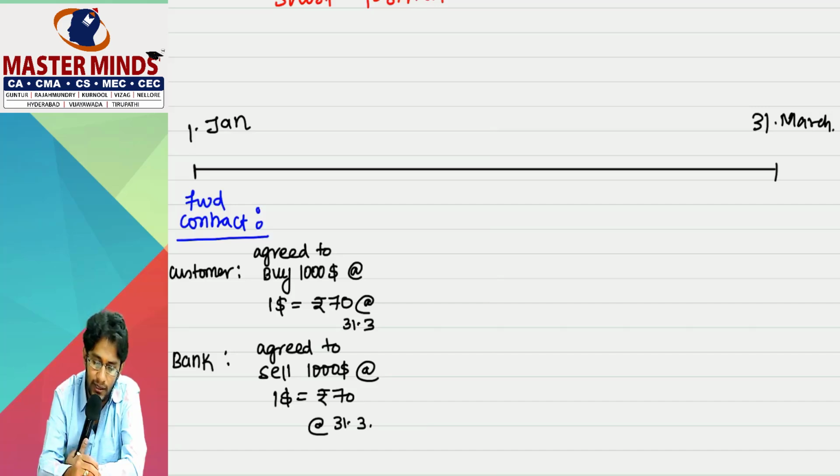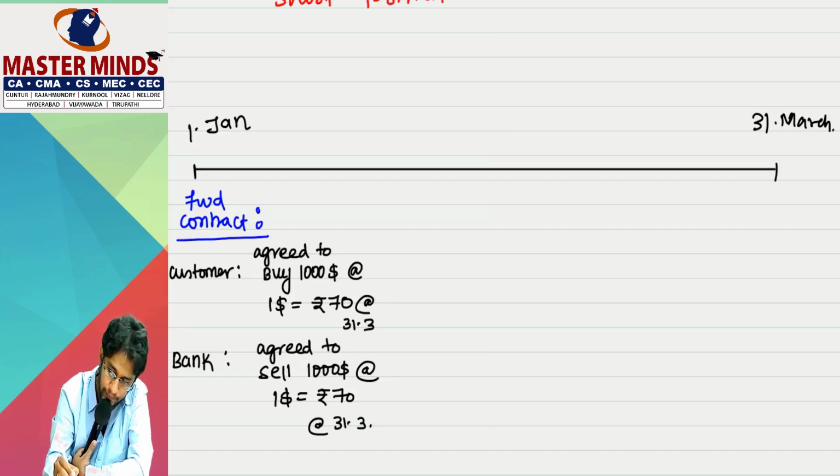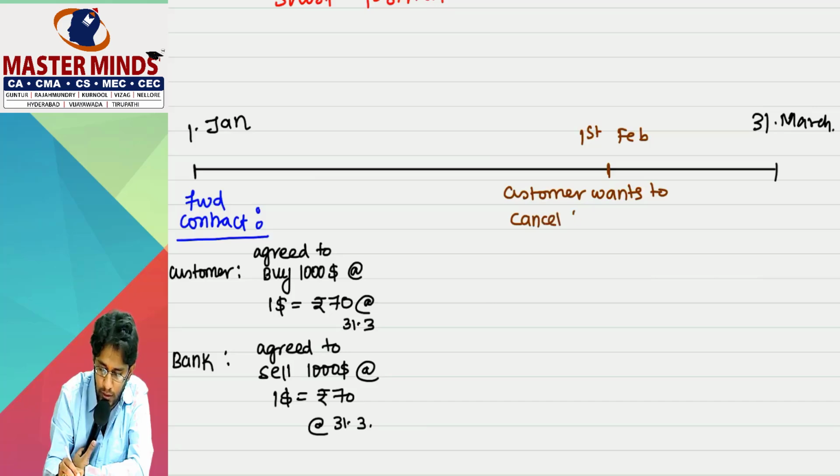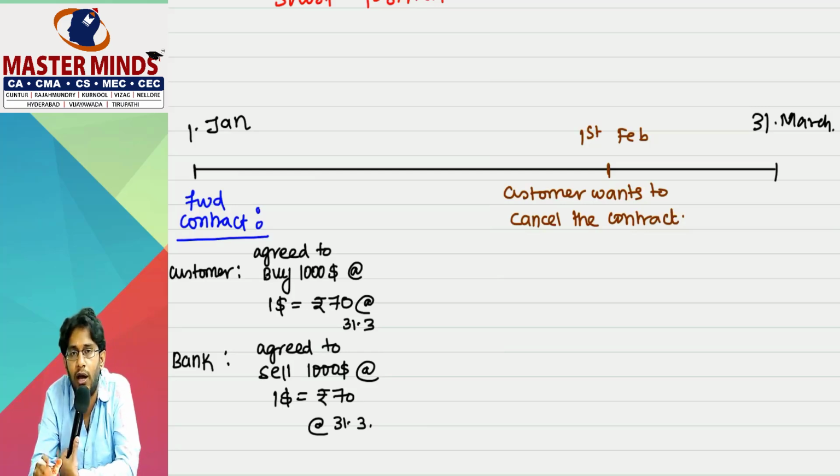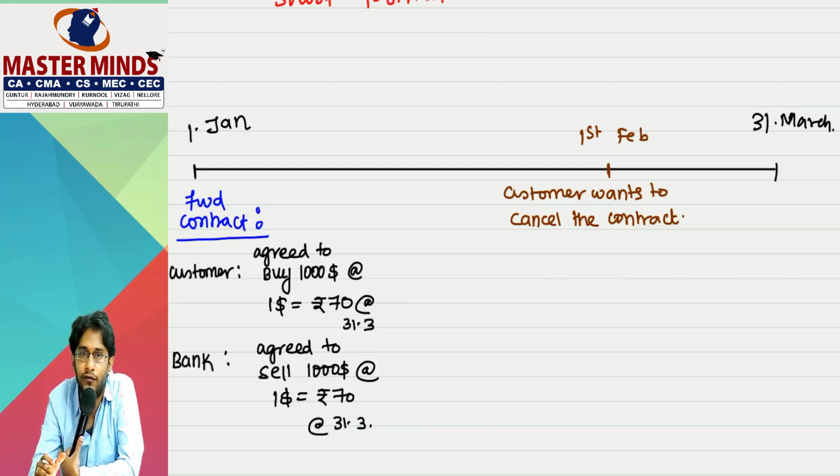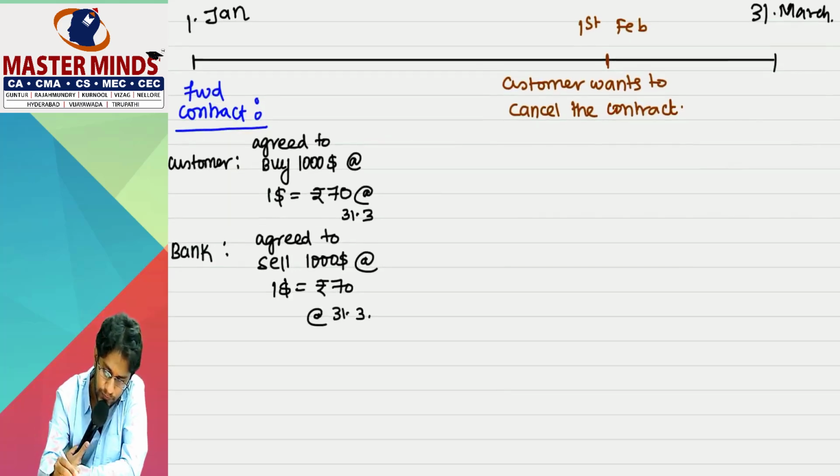Fine. Ideally, this contract will be executed on 31st March. But before 31st March, let us say on 1st of February, the customer wants to cancel the contract. You are already a party in a forward contract or a futures contract, but before the maturity date, you want to get out of this. Now, how to get out of this? First of all, can I get out? Yes, there is a provision by which you can get out of your existing contracts. So, how to get out?